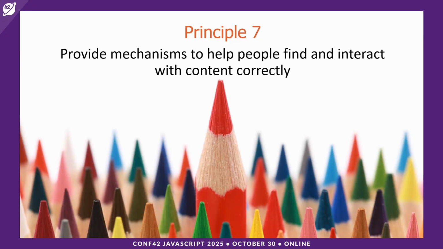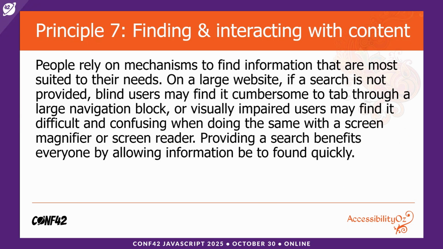Principle 7, provide mechanisms to help people find and interact with content correctly. People rely on mechanisms to find information that are most suited to their needs.